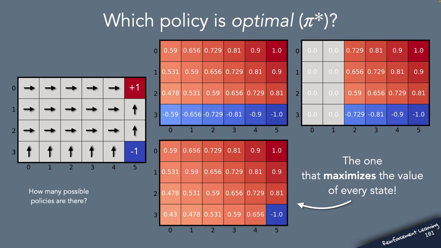And by the way, how many possible policies are there for such 2D grid worlds? Well, the general formula is this. It's the size of the action space to the power of the size of the non-terminal state space. For this very small grid world, we have 4 actions and we have 22 non-terminal states. So this will be 4 to the power 22, which is approximately equal to 10 to the power 13, which is a huge number of possible policies. And yet in this video, we will be able to find the optimal one pretty quickly with our algorithm.